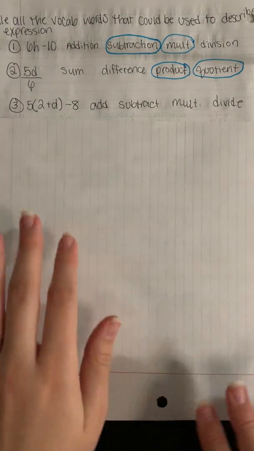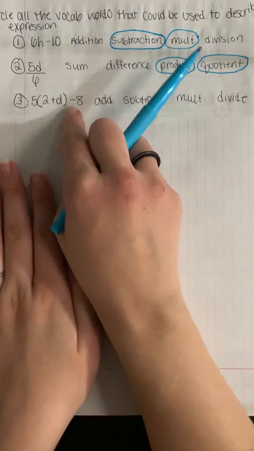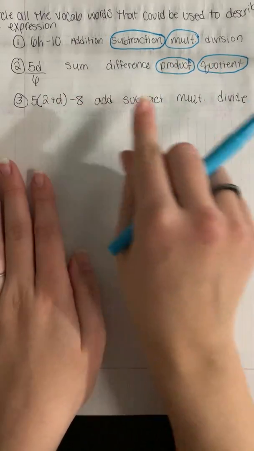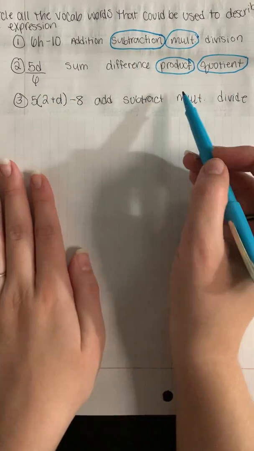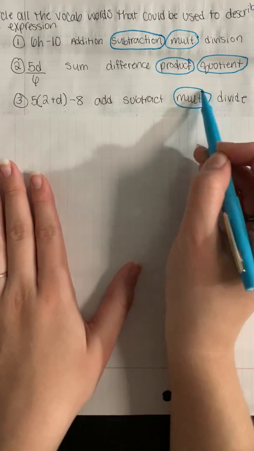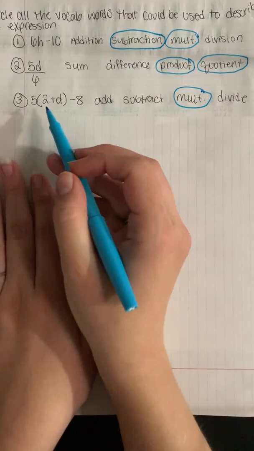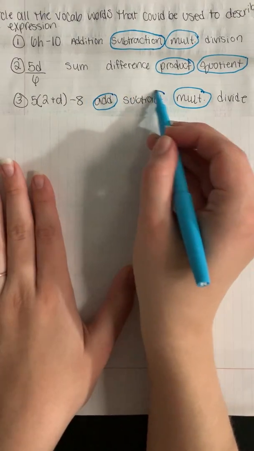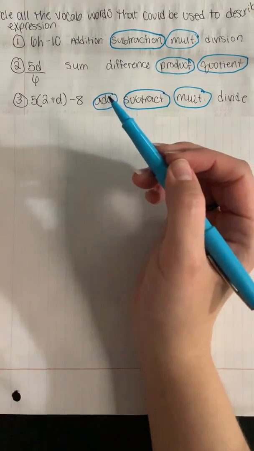Okay, for number 3, we have 5 times the sum of 2 plus D and then minus 8. So we have a lot going on here. The 5 in parentheses next to it, that means we are multiplying. So multiplication will describe this expression. Within the parentheses, we're adding. And at the end, we subtract 8. So this one has 3. Nowhere in this expression will we be dividing though.